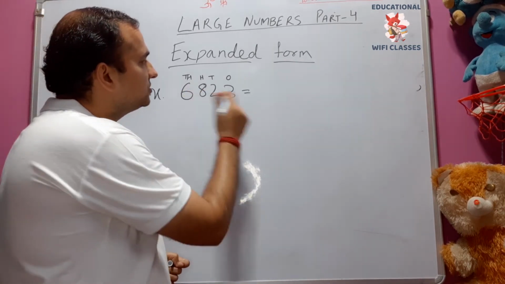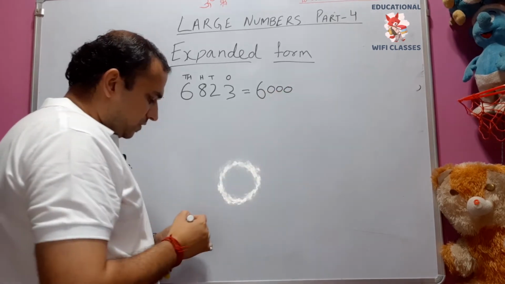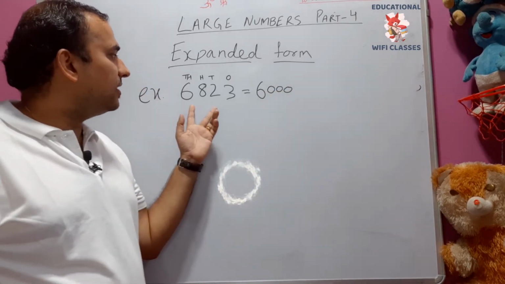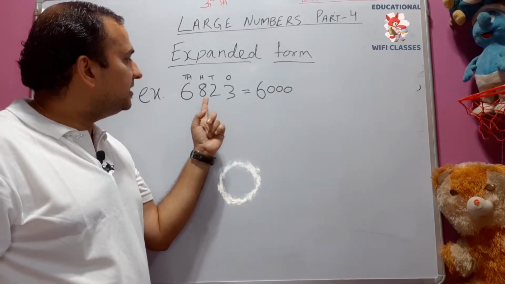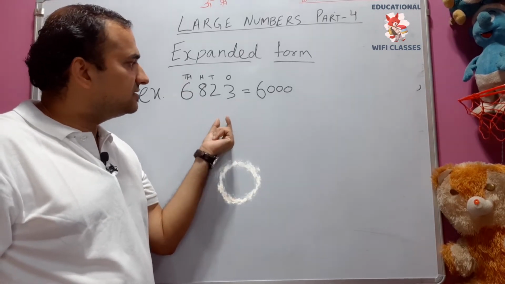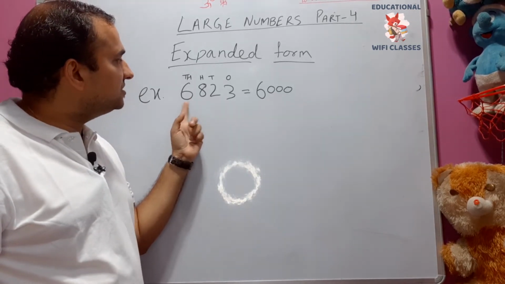So 6 is on thousand, so we write down 6,000. Or you can say in other words, how I write down is 6 is in thousands place, I write down 6 first and 3 digits at the back. I remove these 3 digits and I put 3 zeros. Okay, so next digit after this one is 8.